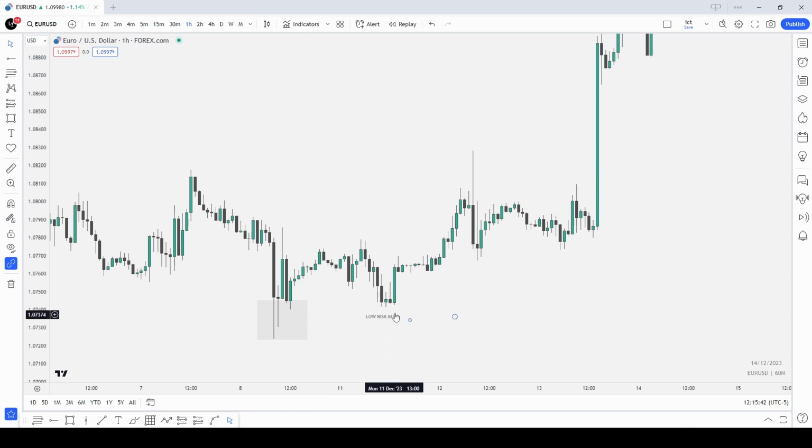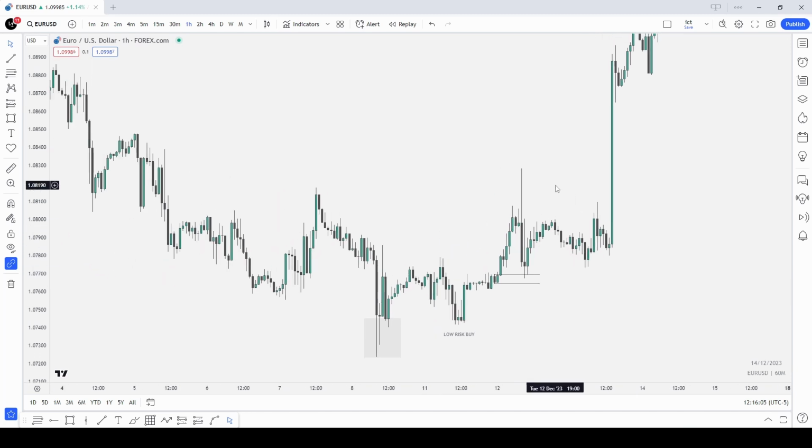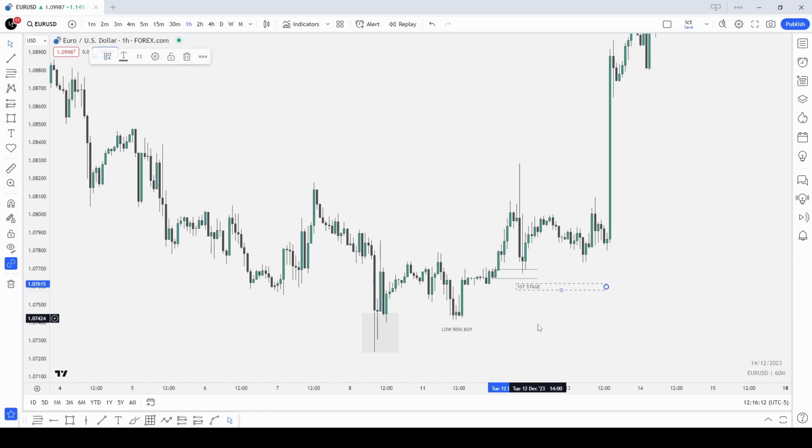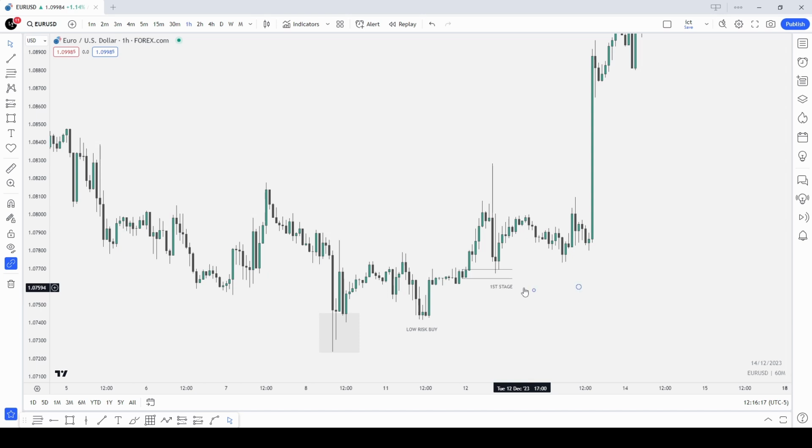So we've had our low risk buy. The second stage of the market maker model becomes the first distribution. Now, this PD array here is used as our first distribution. We have a leg up, come back into a discount, order block, trades into the order block, and then moves away for another level of distribution. And that, if we label it, is our first stage. Now, we have the smart money reversal, low risk buy, first stage of distribution, and then the final stage.